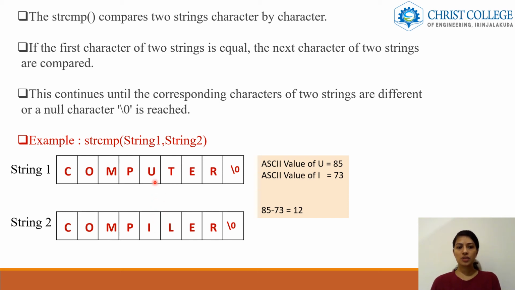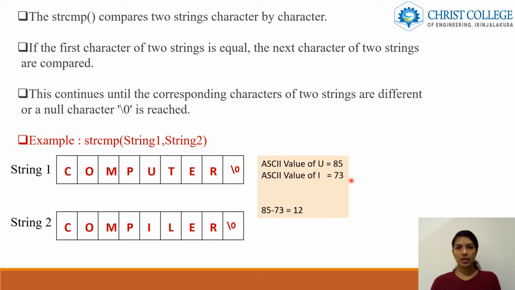In the fourth position of string 1, we have capital letter U, and in string 2, we have capital letter I. Now there is a mismatch. String function strcmp will detect a mismatch here. Now it will be calculating the difference between the ASCII value of this character and this character. So ASCII value of capital U is 85. ASCII value of capital I is 73.